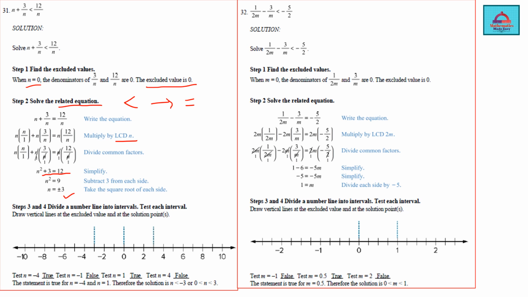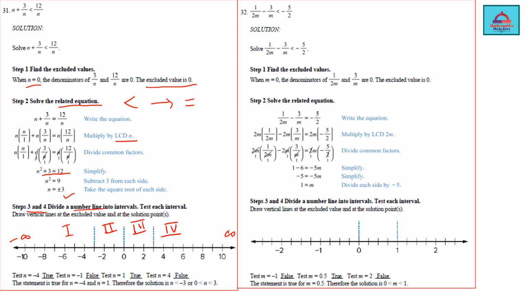Step 4 would be to make the number line to divide it into the intervals. So we are going to divide using the values 0 and plus 3 and minus 3. So as you can see, this is one interval, second interval, third interval and fourth interval. The first interval is from minus infinity till minus 3, then this is from minus 3 to 0, then 0 to 3 and 3 to infinity.